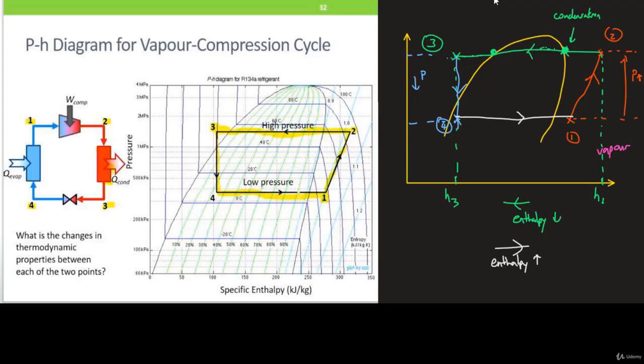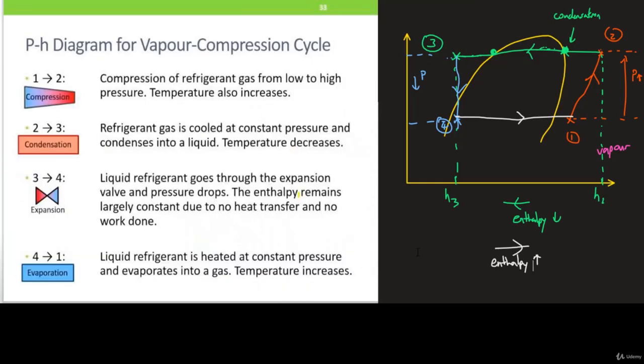So this cycle will be represented in this pH diagram, and the shape of the pH diagram will always look something like this. It is like a trapezium, where the top line is longer, the bottom line is shorter, and there's a slanted line at the right hand side. The whole process that I've just explained can be found in this slide, for process 1 to 2, 2 to 3, 3 to 4, 4 to 1, and what's actually happening.